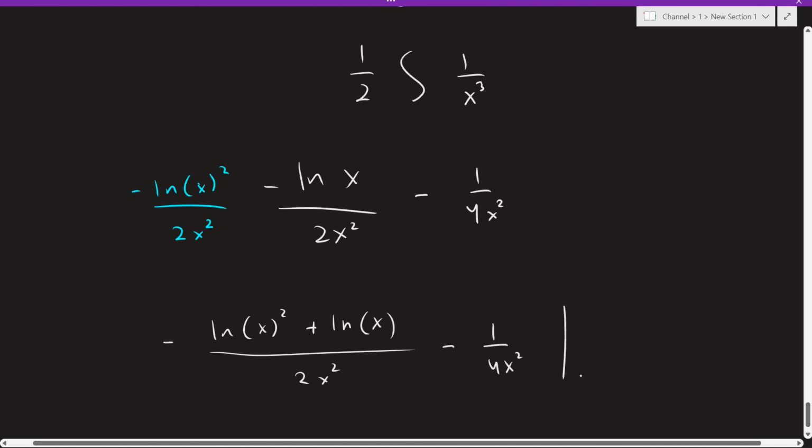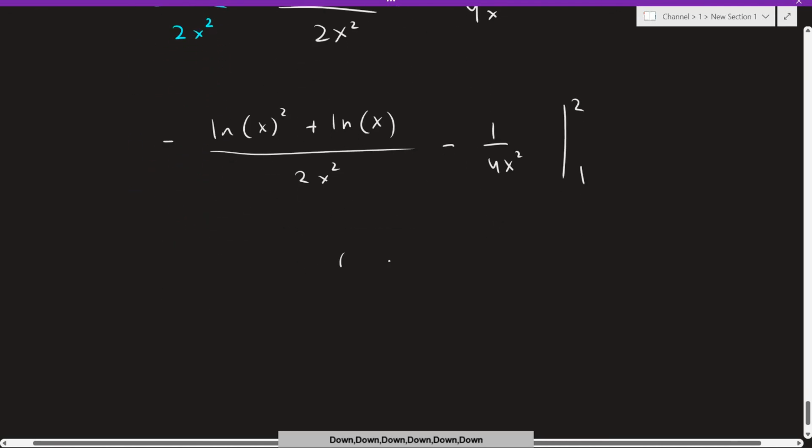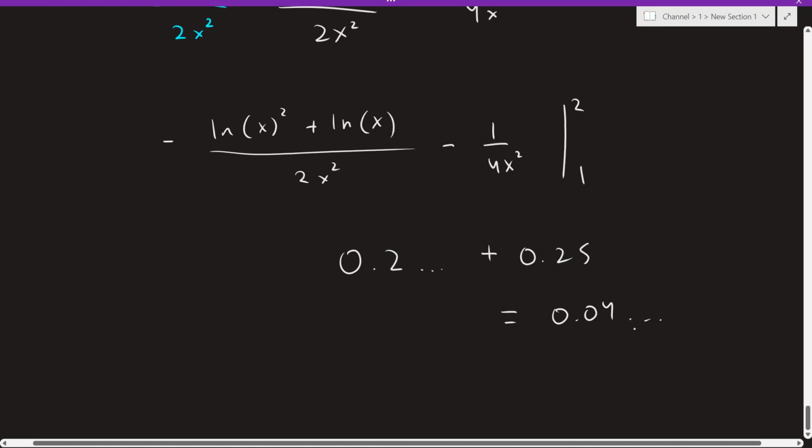Now between 2 and 1, so 2 will give you 0.2 something, and minus, 1 will be also negative, so plus 0.25 is going to be 0.04 something. All right, stick till the end so I can explain to you when do we use integration and uv.